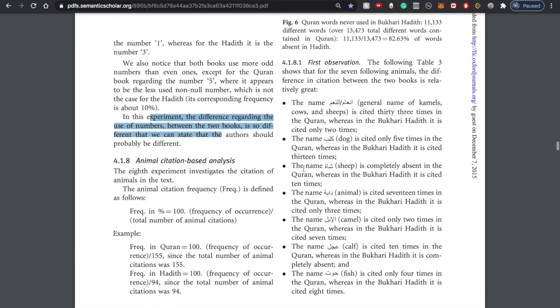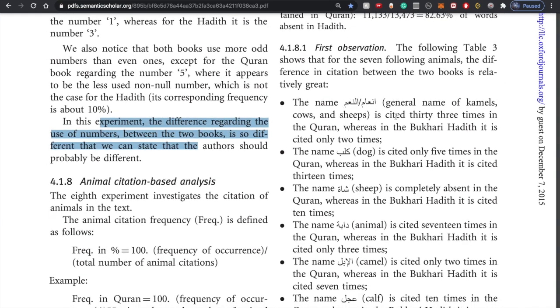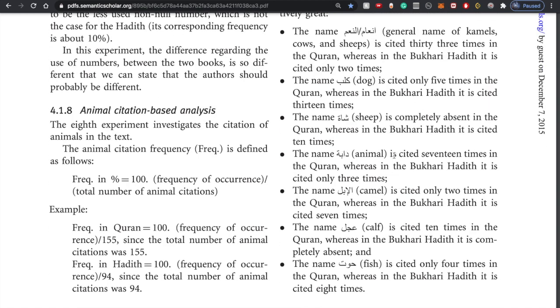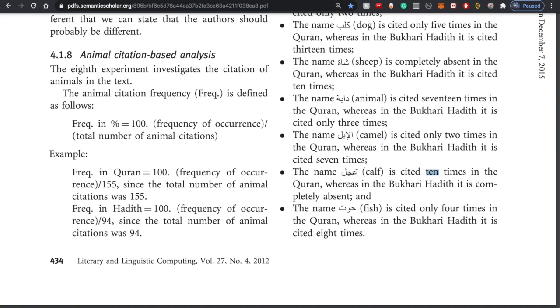was, so let's just look at some examples here. So the general name of camels, cows, and sheep is cited 33 times in the Quran, but in the Hadith only 2 times. Dog is cited 5 times, whereas it's cited 13 times in the Hadith. Sheep is absent in the Quran, but in the Hadith it's 10. Daba, which is animal, or actually it's like creature, is cited 17 times in the Quran, whereas in the Bukhari Hadith only 3 times. Camel is 2 times in the Quran, but 7 times in the Hadith. 10 times in the Quran is calf, but absent in the Hadith.